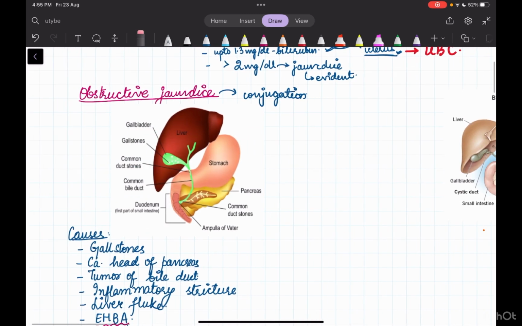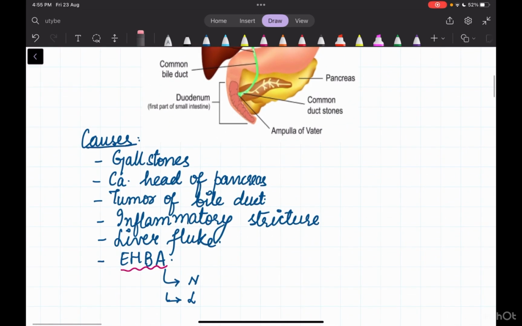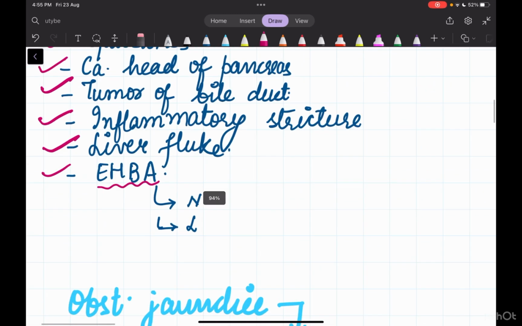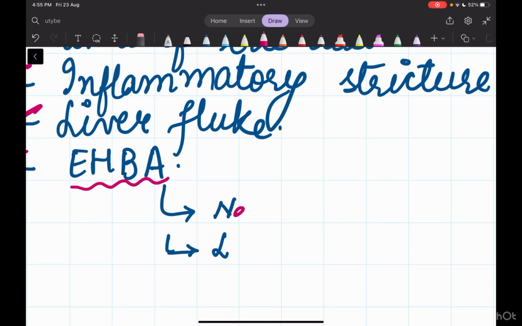Here I have listed all the causes, which are gallstones, then carcinoma of the head of pancreas, tumors of the bile duct, inflammatory strictures, liver fluke, and extrahepatic biliary atresia. Just a little bit about this: it is seen in case of neonates and it causes neonatal jaundice.